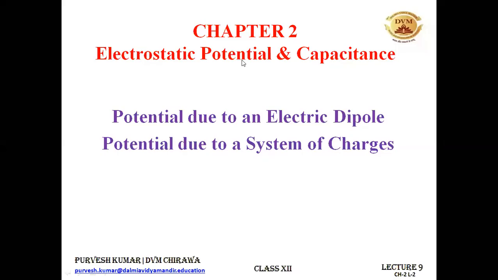In the previous class, we have studied about the electric potential due to a single charge. In this class, we need to derive an expression for the electric potential due to an electric dipole and also the electric potential due to a system of charges when a large number of charges are present in space. So what will be the electric potential at a given point because of all those charges, that we need to derive. So we'll be starting with the electric potential due to an electric dipole.